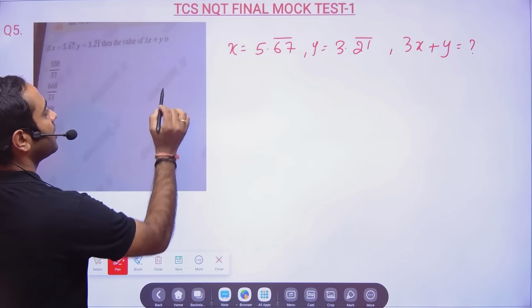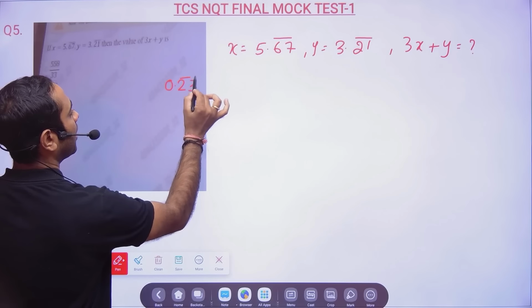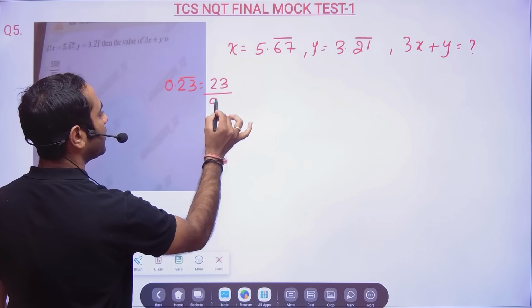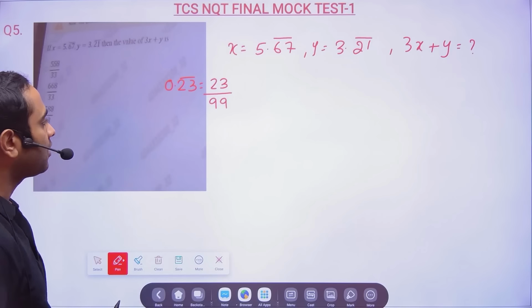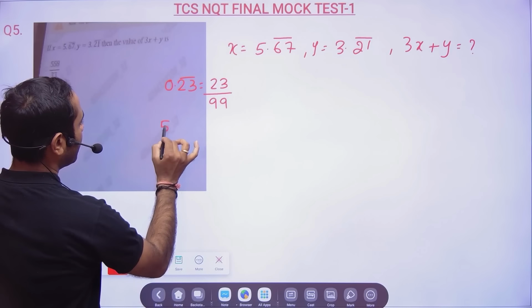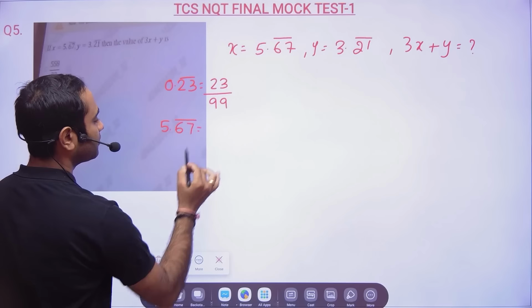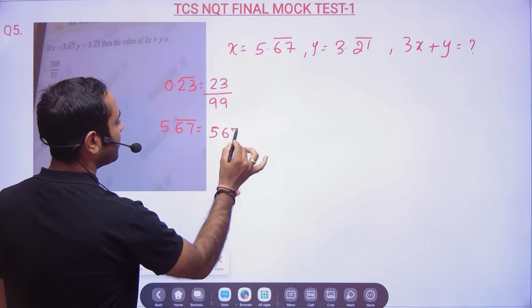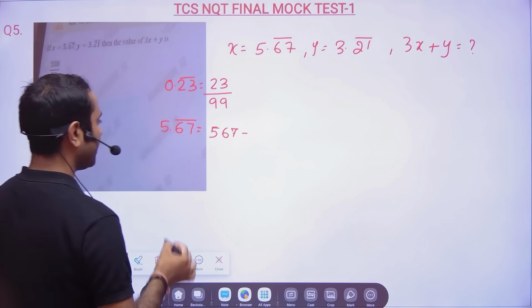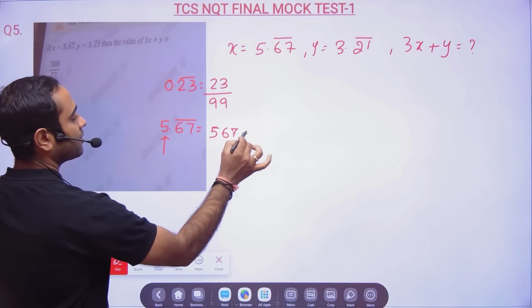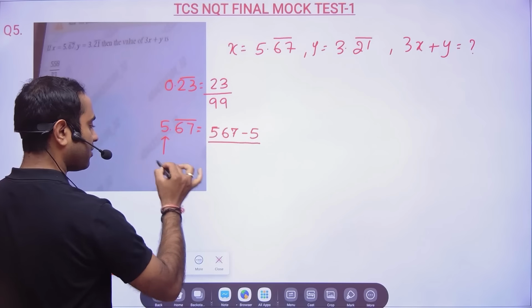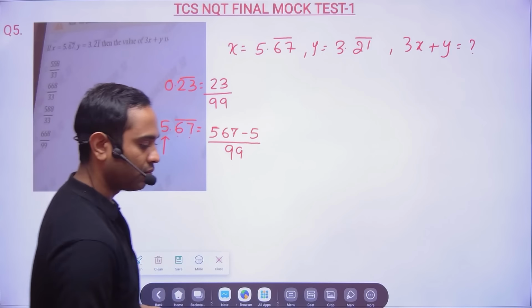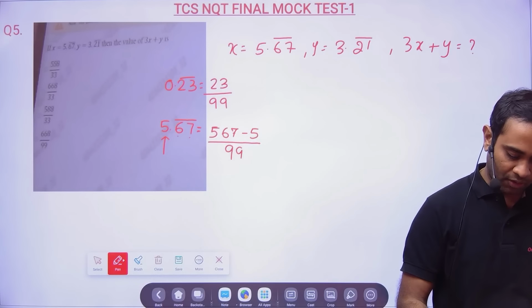So friends, if we have 0.23 bar, then for how many digits do we have the bar? So 23 divided by 99, for 2 digits we have the bar. Now if we have 5.67 bar, how will we write? The total number is 567, and which number has no bar? 5, there is no bar. Then divided by 99, because on 2 numbers there is a bar. So this particular concept I have discussed.